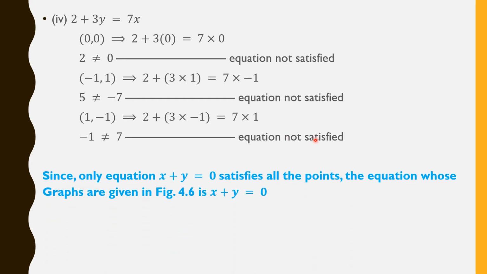So, the only equation satisfying all the three coordinates (0, 0), (minus 1, 1) and (1, minus 1) was x plus y equals 0.